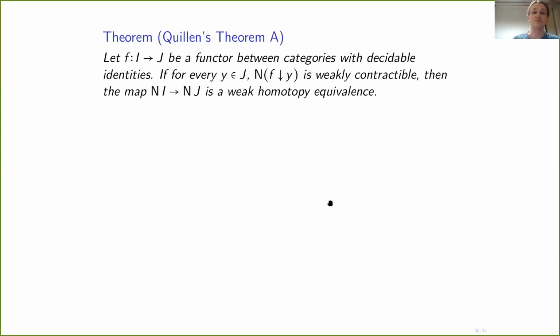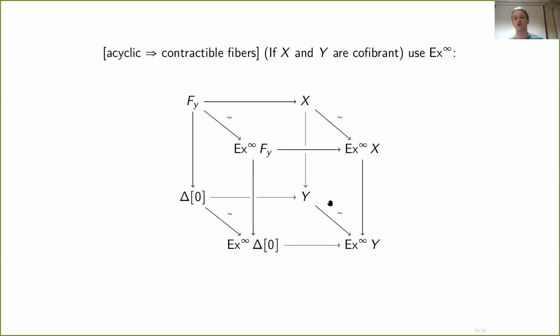And that basically finishes off one half of the proof of a theorem, namely that trivial fibrations coincide with acyclic fibrations. The remaining part is to verify that trivial cofibrations coincide with acyclic cofibrations.